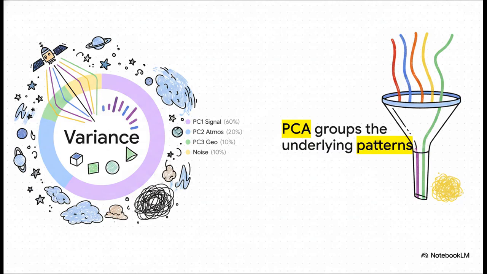The story simplifies beautifully. Instead of 6 chaotic lines, PCA groups the underlying patterns. It reveals that PC1, which accounts for 60% of the data's behavior, is really just representing an overall signal quality factor. PC2, capturing 20%, is clearly grouping together atmospheric effects. PC3, at 10%, accounts for geometry effects. And that final 10% is just unexplained system noise.